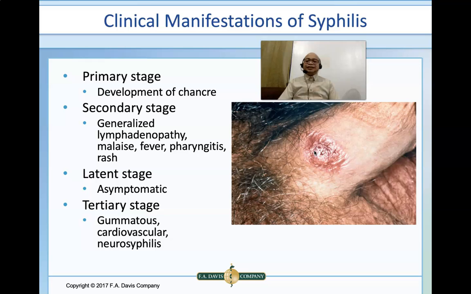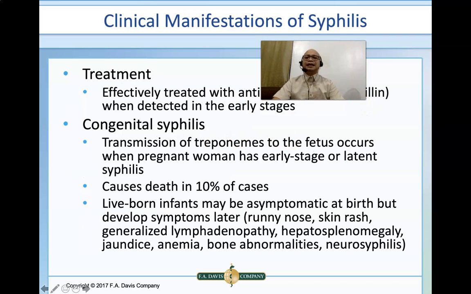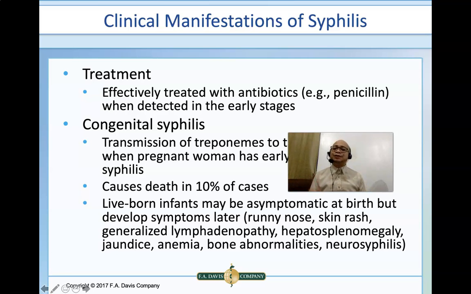The tertiary stage is characterized by gumma, a gummatous lesion, meaning there is a deformation on the face. That is one of the most common manifestations of gumma. Then there is cardiovascular involvement, and of course neurosyphilis, wherein tabes dorsalis and even paralysis may be possible. As for treatment, it is effectively treated with antibiotics such as penicillin, particularly when detected during the early stages.